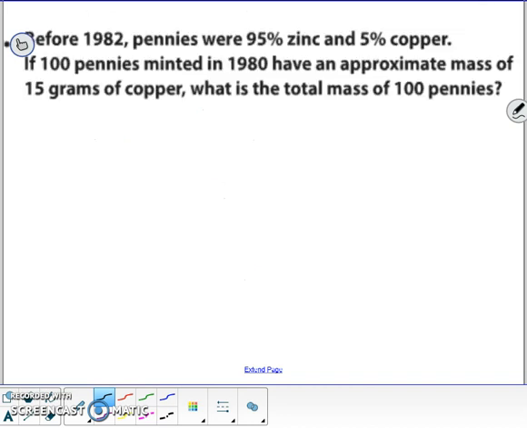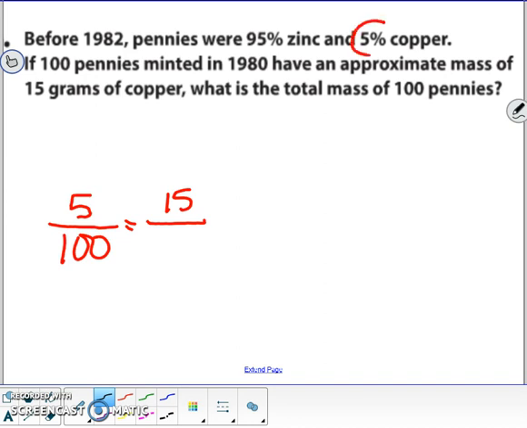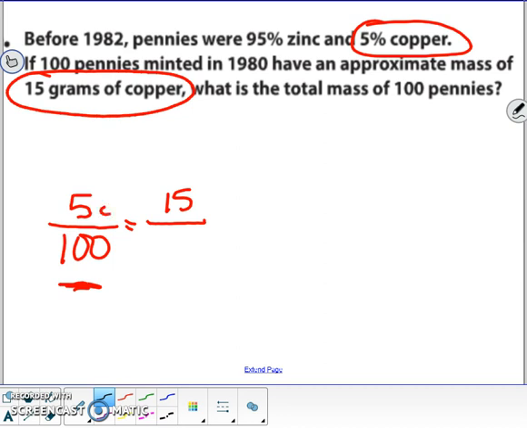All right, go ahead and pause the video here and see if you can solve this problem. All right, so since we have 5% copper and they told us 15 grams of copper, well, we have our 5%, and we know that 15 copper, you have to match up copper and copper. Copper is the part. What is the whole? Okay, so then you cross multiply and divide and you get 300. Or you could say 5 times 3, 100 times 3, and you would have gotten the same thing.